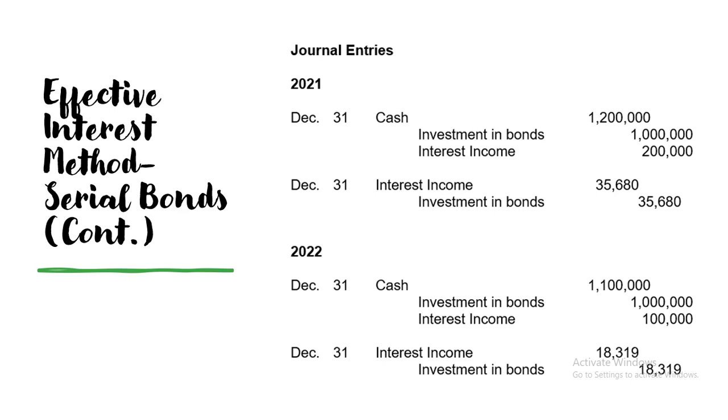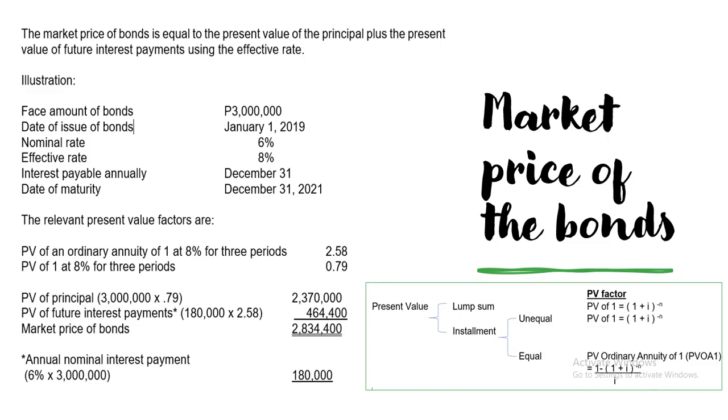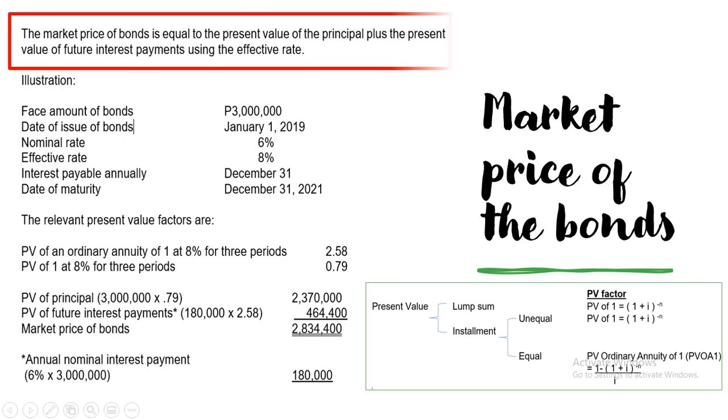Okay, so we're done with the effective interest method. So, the next one is let's compute for the market price of the bonds. So, there may be cases na hindi given yung market price or yung cost. So, what you're going to do, you're going to compute using the present value of the principal and the interest.